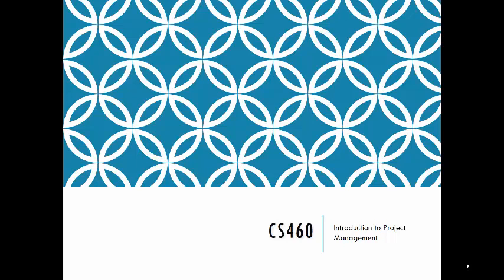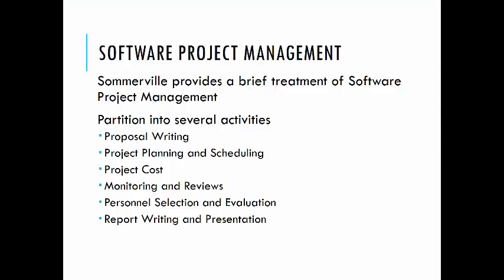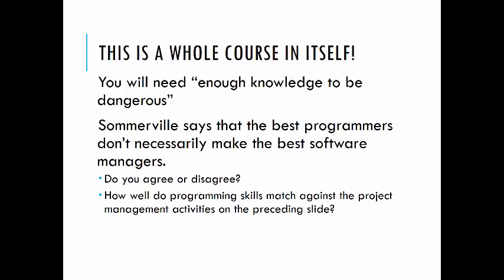So we can start in with a description of software project management, and Sommerville provides a brief treatment of what this entails and partitions it into several activities: proposal writing, project planning and scheduling, project cost monitoring and reviews, personnel selection and evaluation, report writing, and presentation. And not all of these activities are unique to project management, and not all have to be included in the software project management flowchart or operations for the project. Some can go into the general line operations of the organization. And it's really a whole course in and of itself.